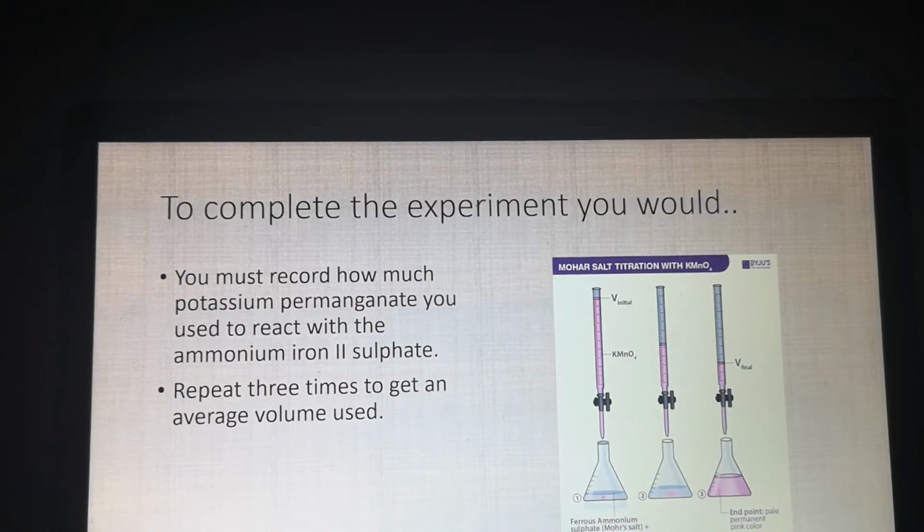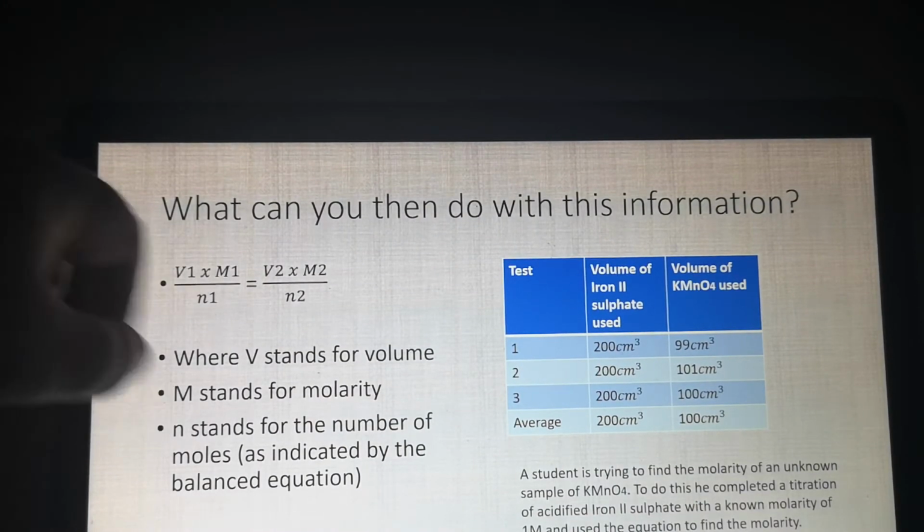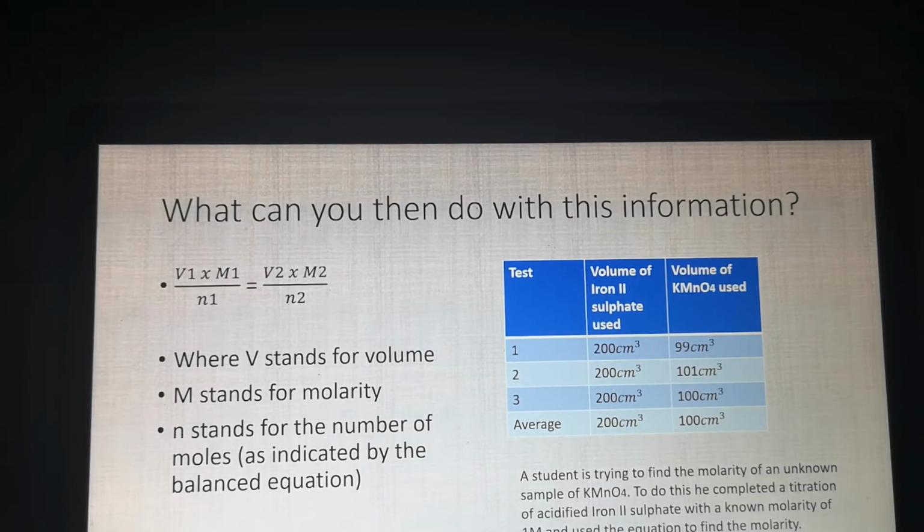When you've done that, you can use this thing called a volumetric analysis equation, which is this equation over here. It's V1 M1 over N1 is equal to V2 M2 over N2, where V stands for volume, M stands for the molarity, remembering that molarity means moles per litre, and N stands for the number of moles as indicated by the balanced equation. What I mean by that is the number in the equation which is before something. So if you remember back to your half equation of manganate and iron, you had 5 in front of the iron and 1 in front of the manganate. So those are the numbers you're talking about in this sense.